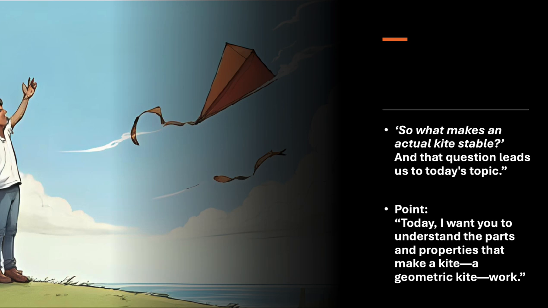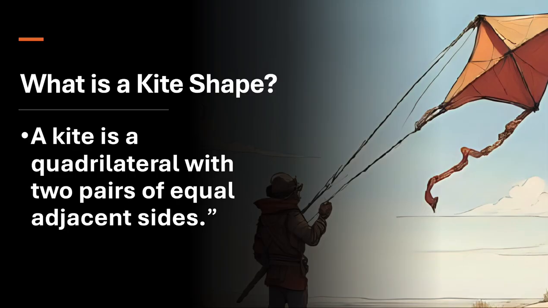Today I want you to understand the parts and properties that make a geometric kite work. Because once you understand the structure of a kite, you'll be able to analyze real objects, solve geometry problems faster, and even see patterns in design and engineering. So, what is a kite shape? A kite is a quadrilateral with two pairs of equal adjacent sides.